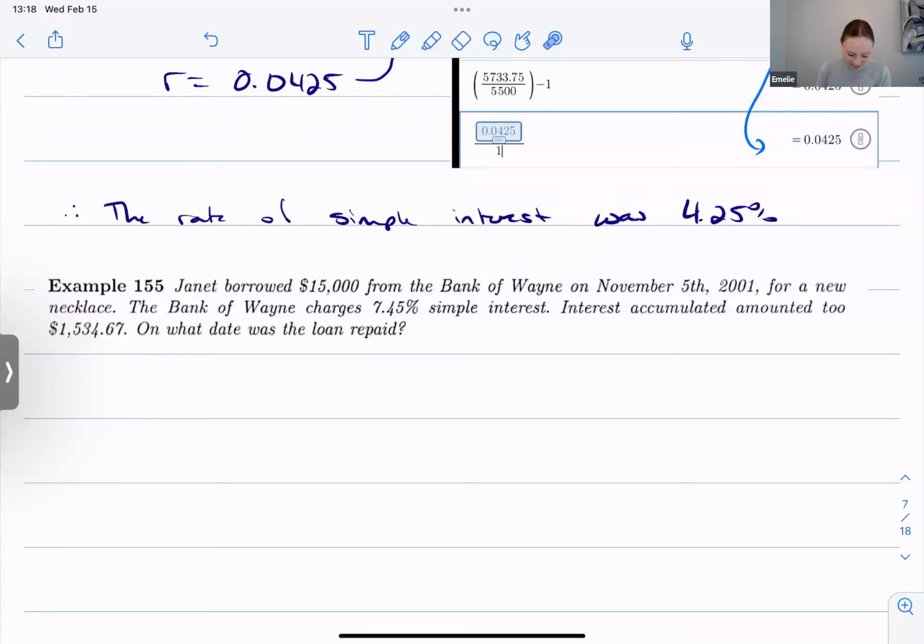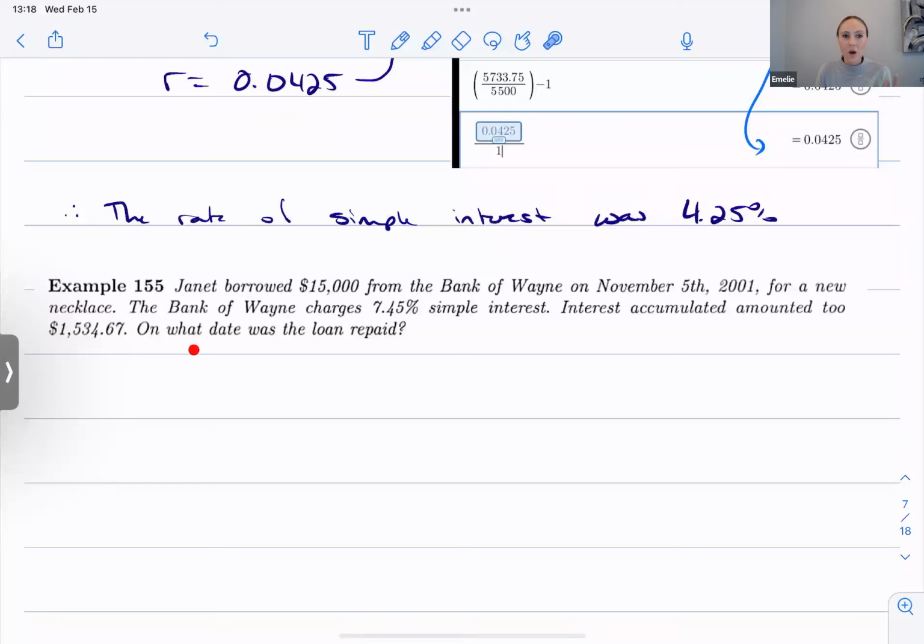So Janet borrowed $15,000 from the Bank of Wayne on November 5th, 2001. It was a different time, for a new necklace. Very important. The Bank of Wayne charges 7.45% simple interest. Interest accumulated amounted to $1,534.67. On what date was the loan repaid?